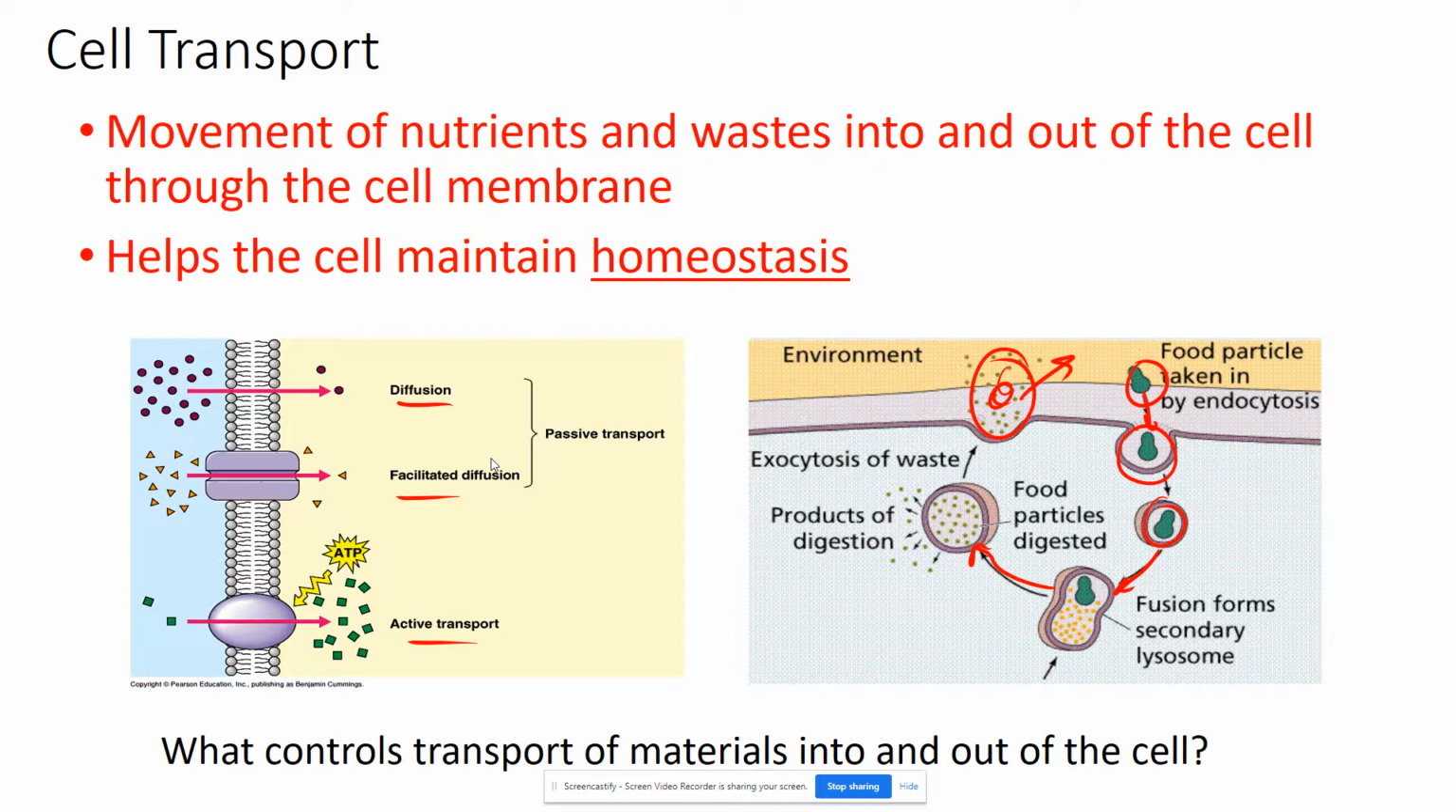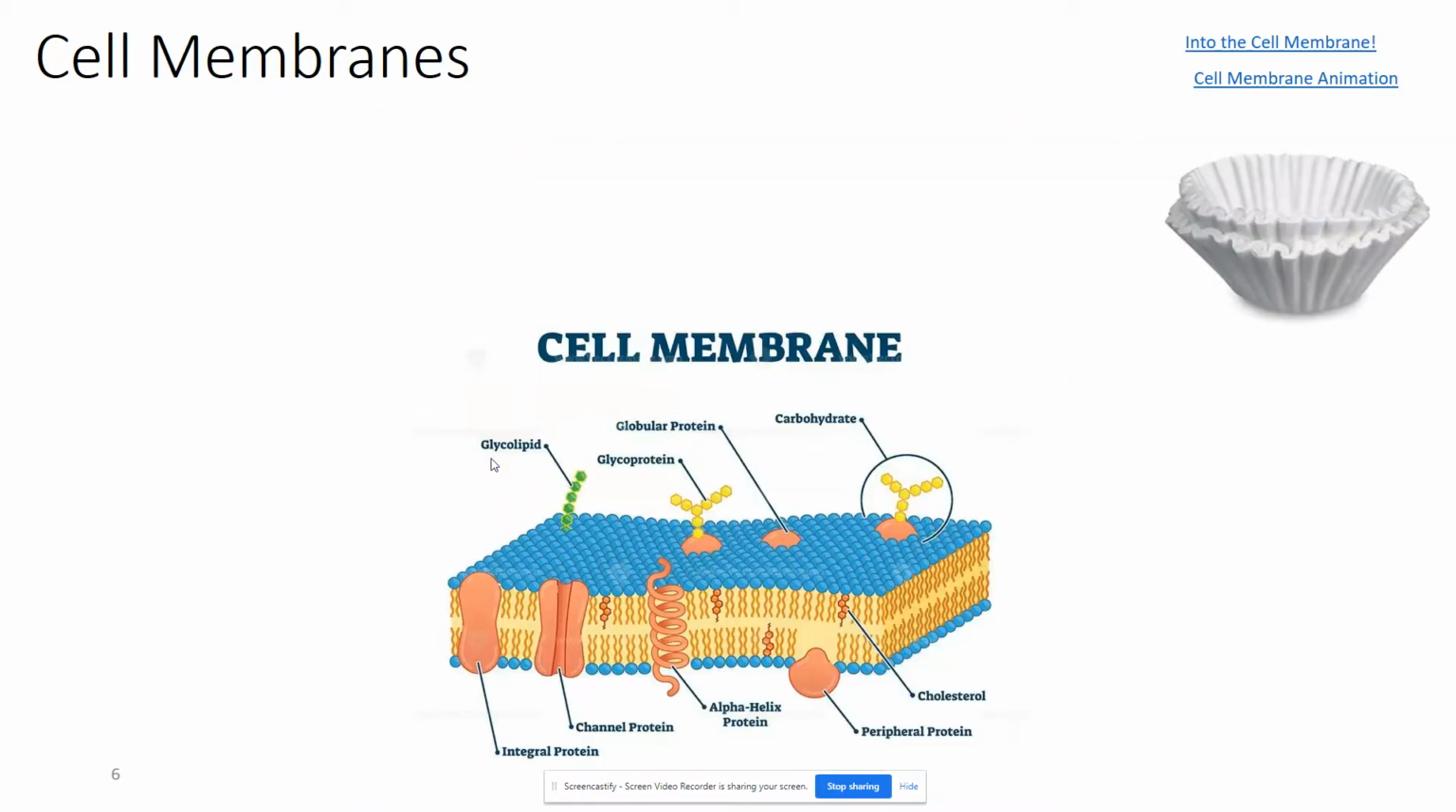All right. What controls transport of materials into and out of the cell? Well, the cell membrane. I have this coffee filter here because a coffee filter is kind of like a cell membrane in that it only lets certain things through and it holds other things in there, right? Namely, when you're making coffee, it holds the coffee grounds in there, and then coffee flavored water drips out into your mug. And then you have coffee, right?